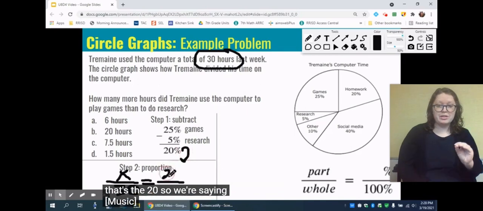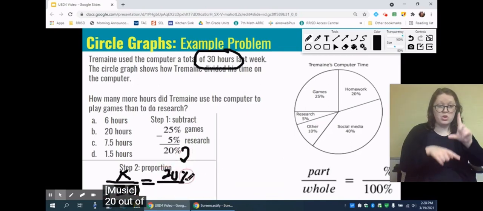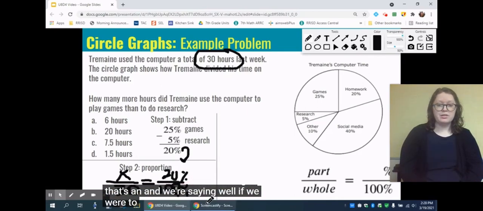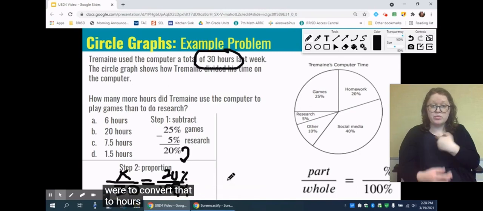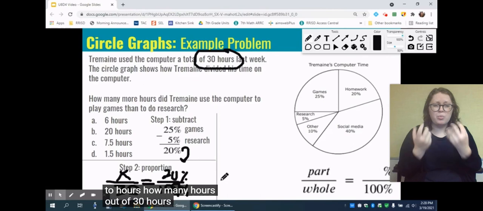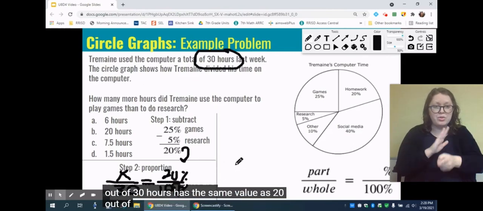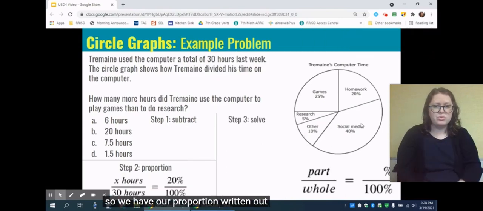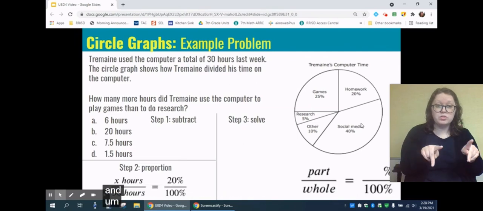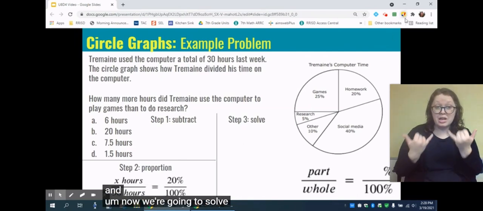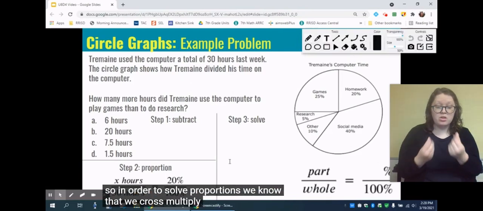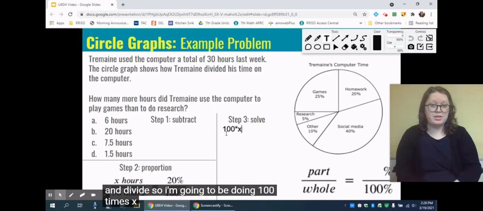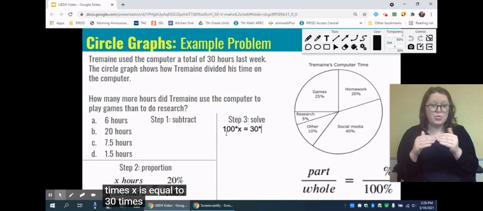So we're saying 20% out of 100%, that's a fraction. If we were to convert that to hours, how many hours out of 30 hours has the same value as 20% out of 100%? So we have our proportion written out, and now we're going to solve. In order to solve proportions, we cross multiply and divide. So I'm going to be doing 100 times x is equal to 30 times 20.